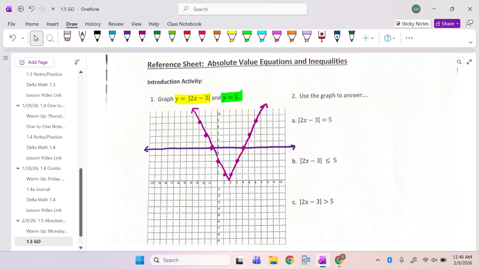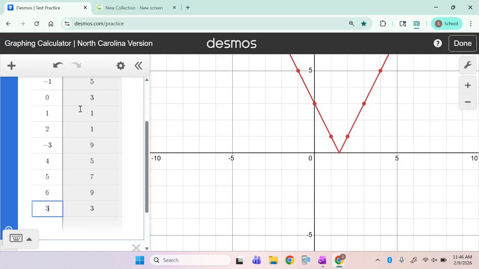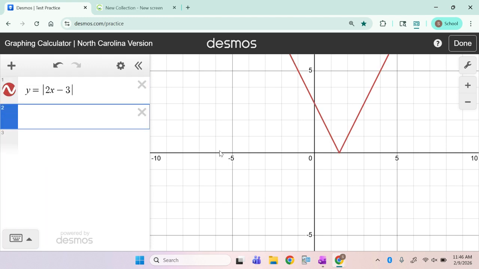Let me move on. All right, now why is this important? Why do I want you to graph it exactly? Well, because that's where the next part's going to come in. So, in Desmos, along with the absolute value graph, I also want you to graph that horizontal line, so y equals 5.